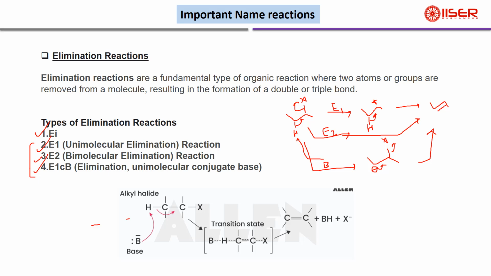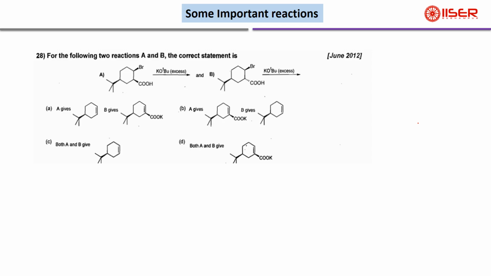And the another one is E1. E1 is a bit different from all these three, that we will discuss after that. So there are some questions based on these elimination reactions that came in the previous year NET examination.